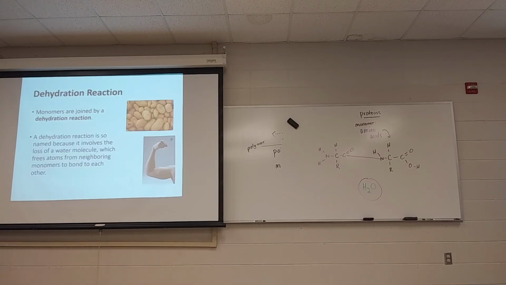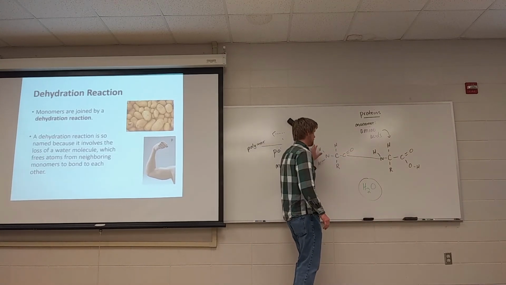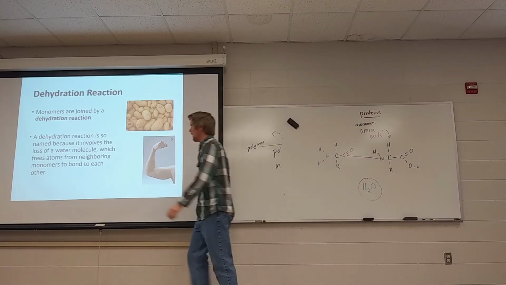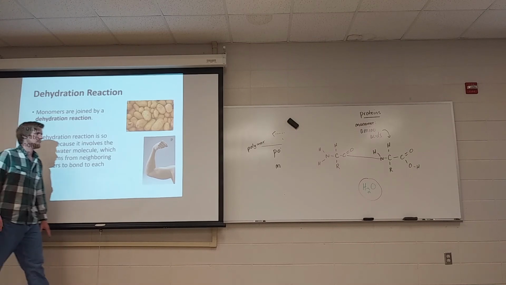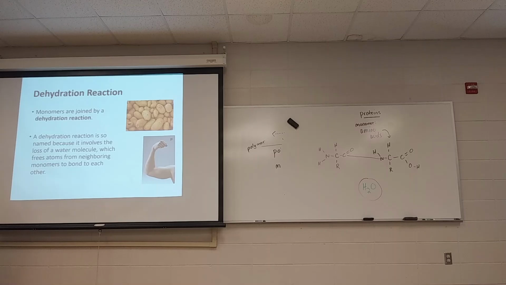So how does it work? Dehydration reaction is so named because it involves the loss of a water molecule, which frees atoms from the neighboring monomers. Again, this is one monomer, amino acid. This is another one, the other amino acid. Dehydration reaction frees up molecules to link together. Building muscle is one example of how that would work. The formation of potatoes in an actual potato plant would be another.